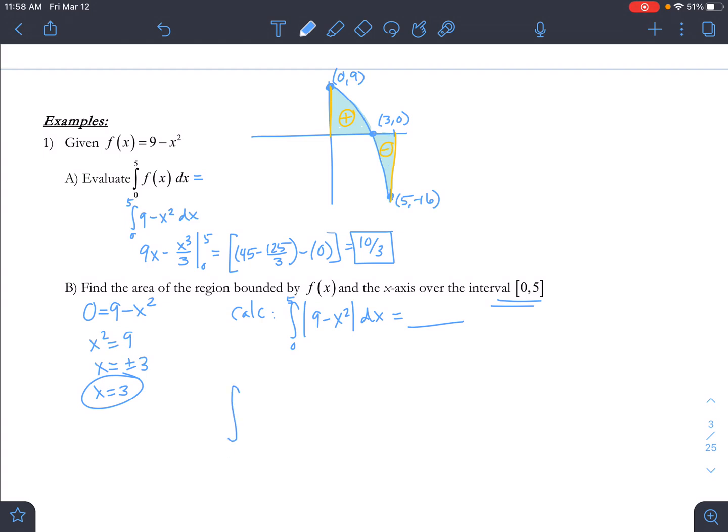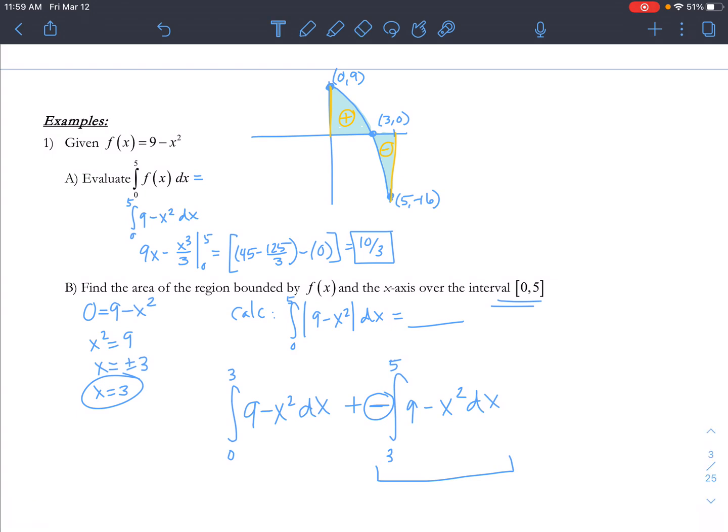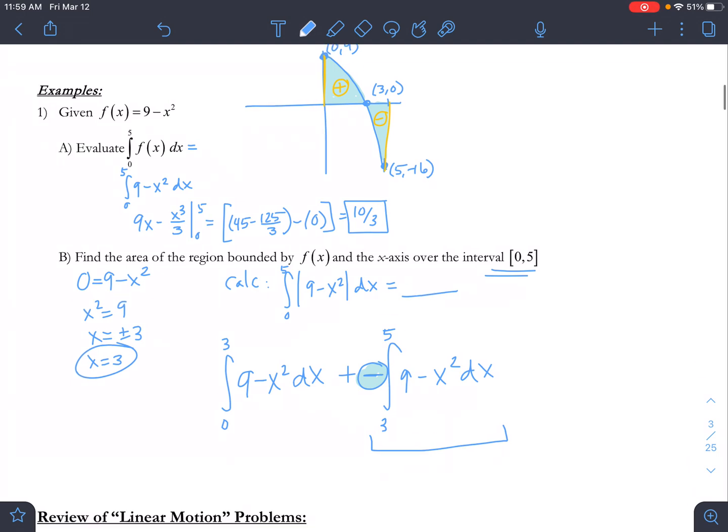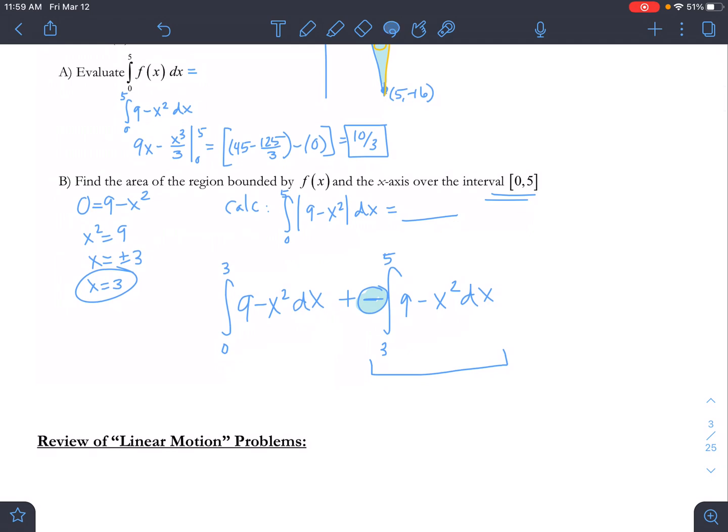So we'd split this up: from 0 to 3, 9 minus x squared dx, plus we've got from 3 to 5, same function. Okay, the biggest difference here, though, is because this is negative, we're going to throw a negative in front. Or basically, you can think we are going to subtract negative area. What happens when we subtract a negative? It's just going to turn into a positive. Okay, so that being said, we'll just calculate both of those pieces.